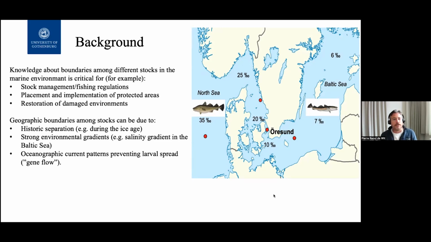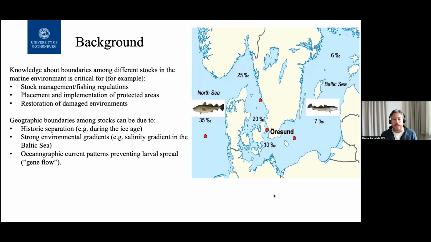So how do these boundaries arise? There are multiple different ways. It can be due to history. For example, when the ice age was at its maximum here, we had ice and the sea levels were lower, which meant that populations in the sea were more isolated from each other. As sea level rose after the glacial period, individuals could again move freely between different areas, but this historic separation could still have a signal.